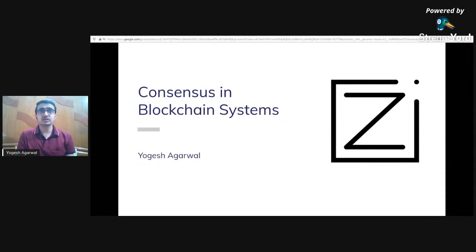So, in this session, we will talk about various consensus mechanisms in blockchain systems, like proof of work, proof of stake, and why consensus is actually required in a distributed system. We'll deep dive into these things.